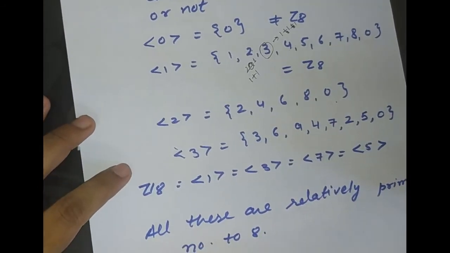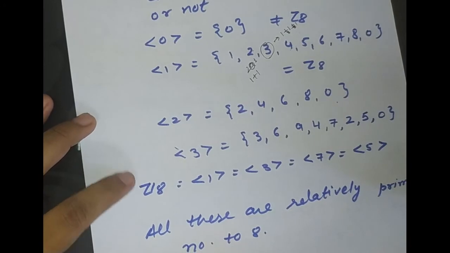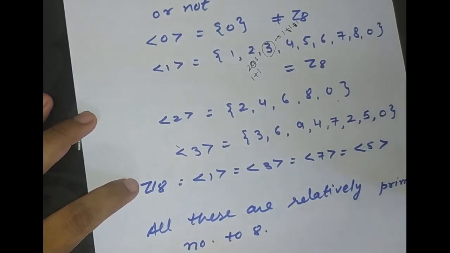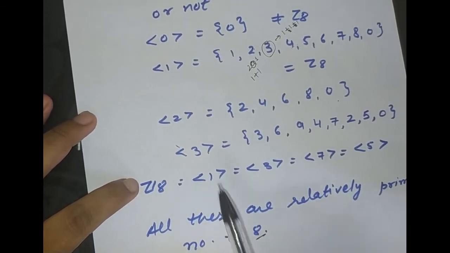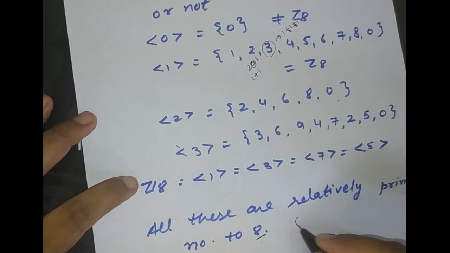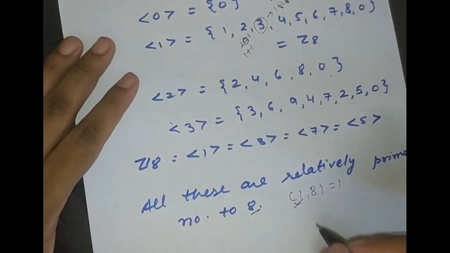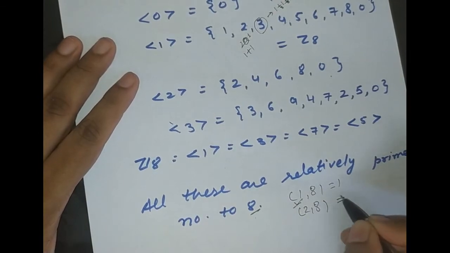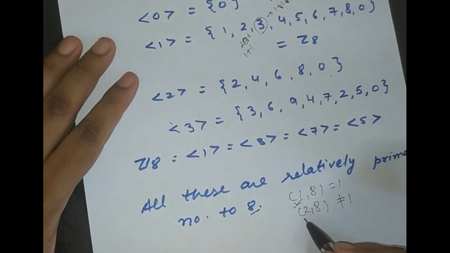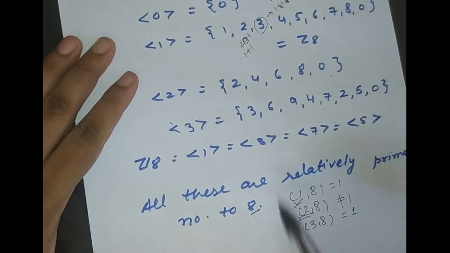So we can see here one important result. According to this result, all those elements that are relatively prime to 8 are generators of Z8. Relatively prime means the GCD between these numbers is 1. 1 and 8 have GCD 1, so this 1 is the generator. Similarly, 2 and 8 do not have GCD 1, so this 2 is not the generator of this group. 3 and 8 also have GCD 1, so 3 is also a generator of this Z8.